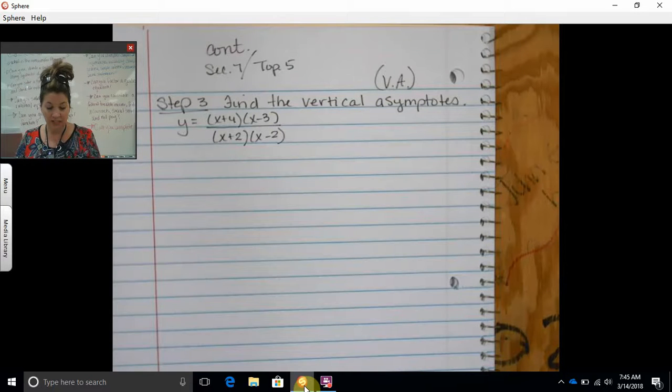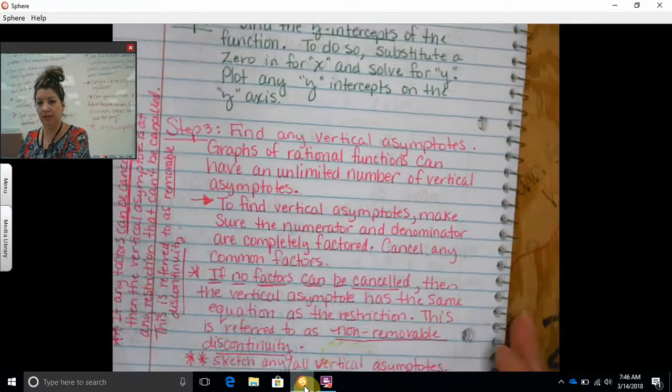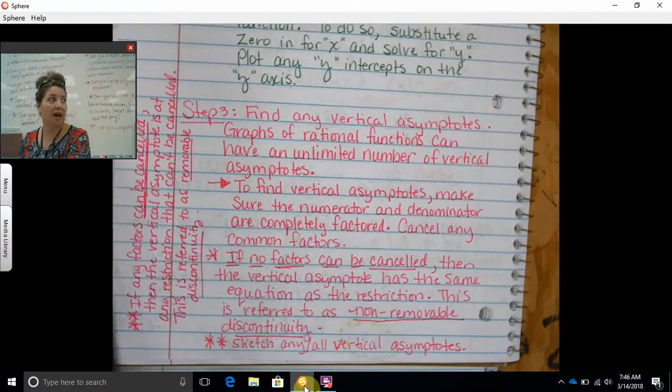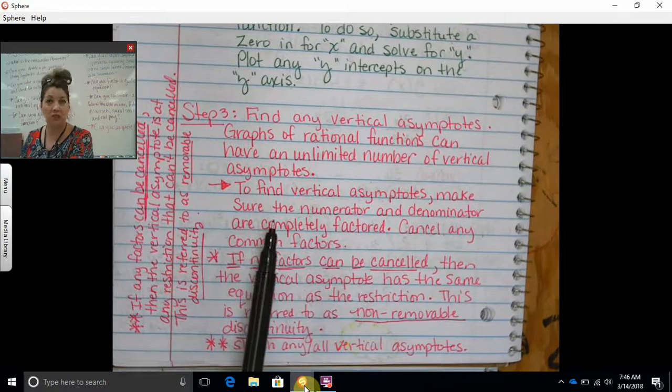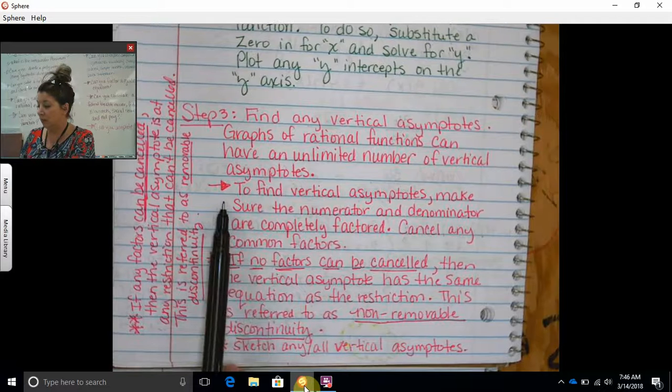So the next thing says, if no factors can be canceled, which is us, then the vertical asymptote has the same equation as the restriction. This is referred to as non-removable discontinuity. I can show it now, okay? So I don't even have to read on because I found what goes with my situation here, because we can't factor anything.